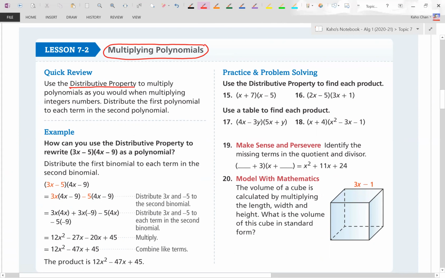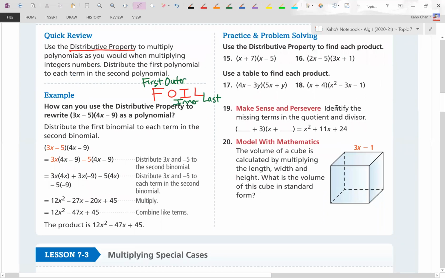Depending if it's a binomial times a binomial, we'll use something called FOIL. First, outer, inner, last. First terms, outer terms, inner terms, and last terms. It's not a big deal. It's just a way of saying distributive property, but with some fancy thing with the binomial times a binomial. So you can see in this example, they do have a binomial times a binomial, and they do something called FOIL, and they just basically do that.